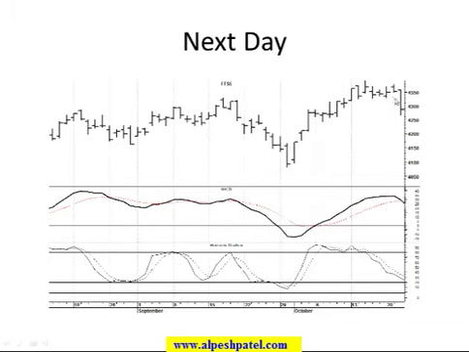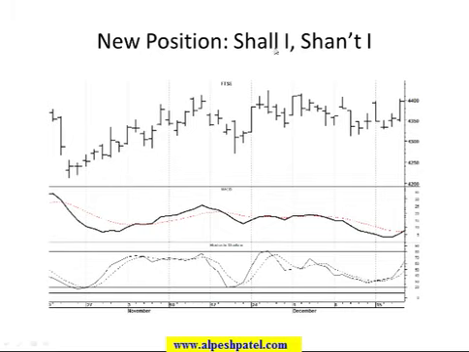I really want to get out. Let's see. Ooh, bang. It does. I don't have to wait to lose all of this. I get out just beneath that 2-day low. So I got out quite near the top because I put that order in because I was expecting it to happen, and it happened. New position.